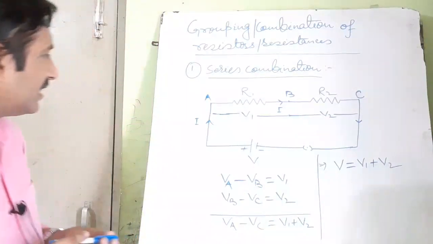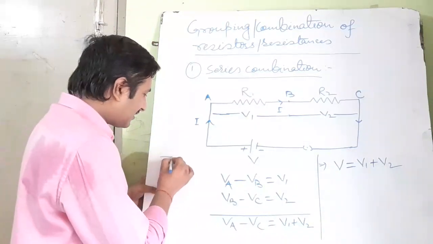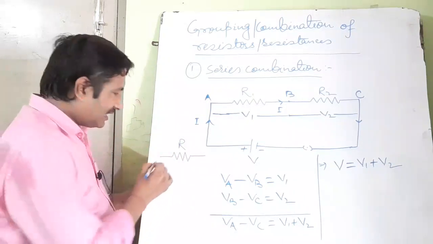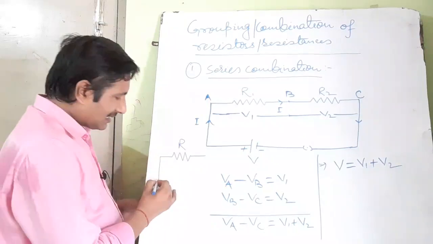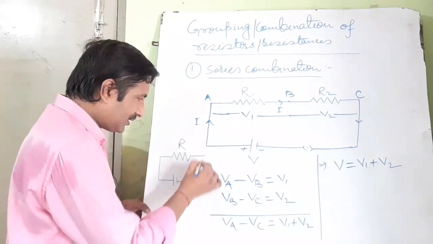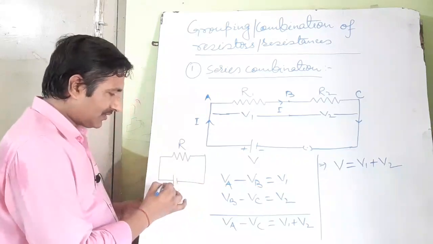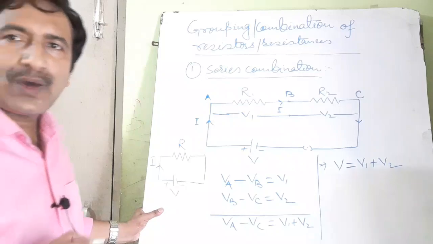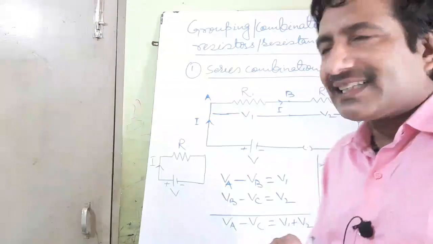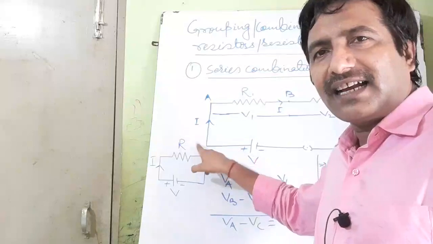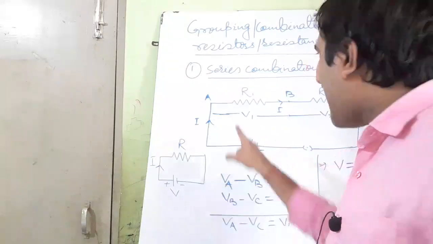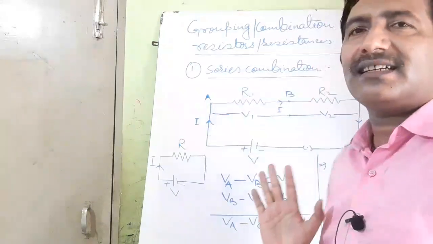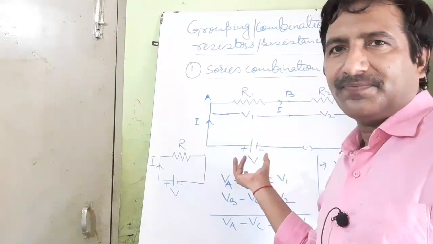Now suppose you are using a single resistance R and you have connected that resistance with the same cell V. Its potential difference is V and I current is drawn. What does it mean? I current is drawn by this single resistor from the same cell, and I current is drawn due to these two resistors connected in series from the same cell.